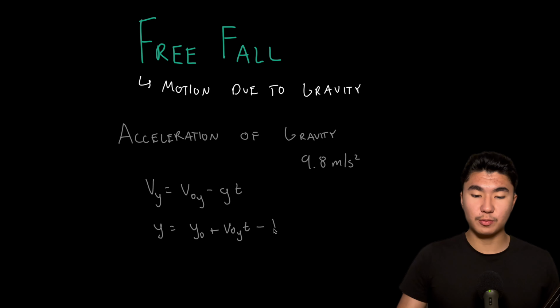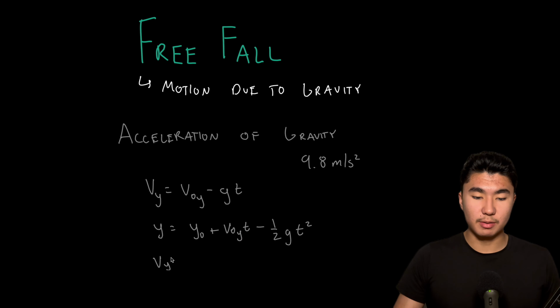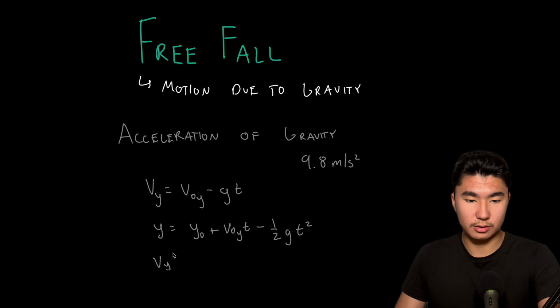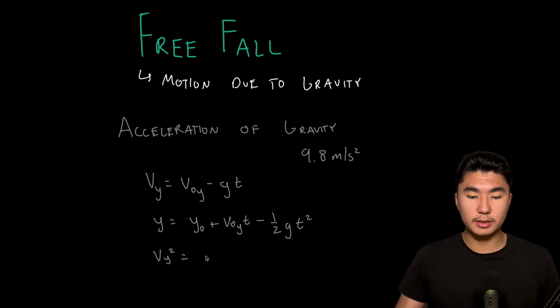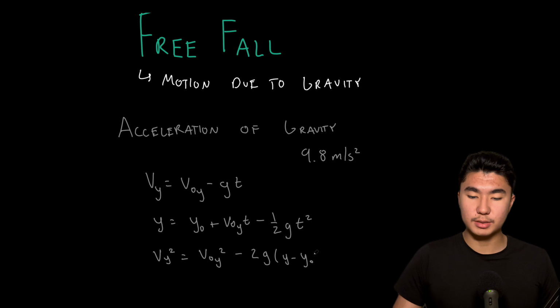So let me finish writing out our big three again, but just manipulating our equations. And over here, you guys remember the velocity: this is squared, equals initial velocity squared plus 2 times acceleration due to gravity. And then we have our positions.